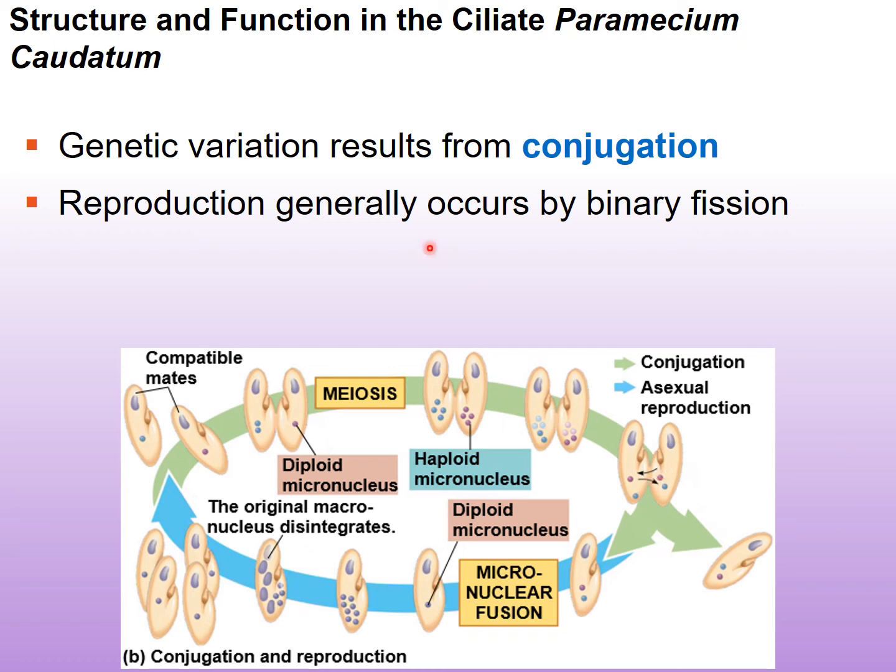So here, let's talk about this. Conjugation is a sexual process. So this is separate from, I guess, reproduction by fission. So let's look at conjugation first, and we'll talk about fission.